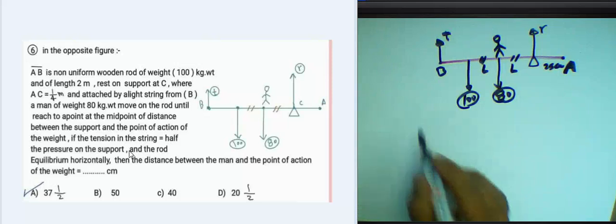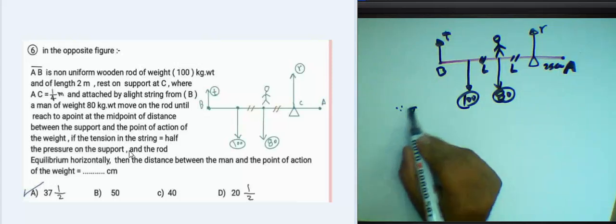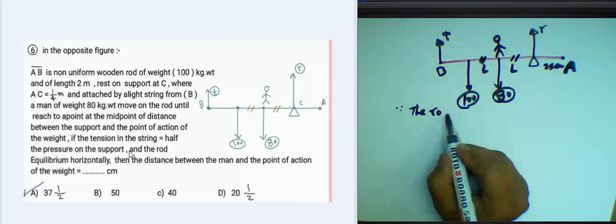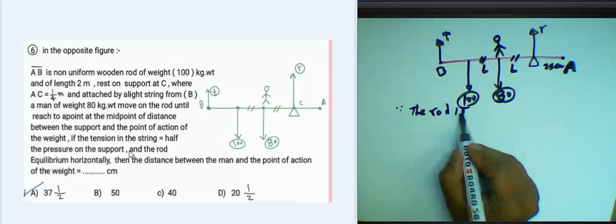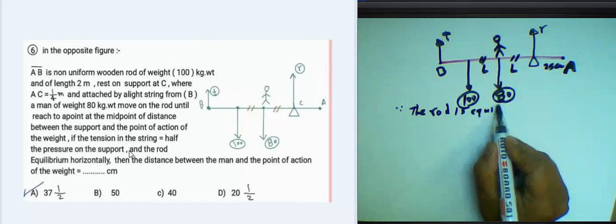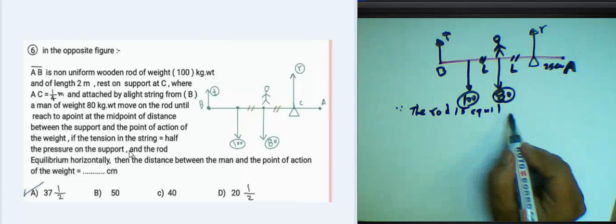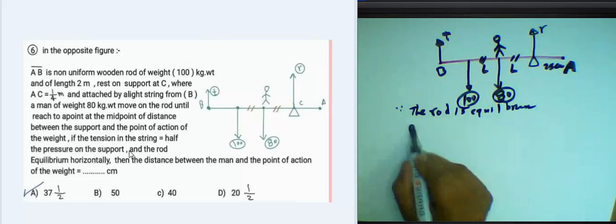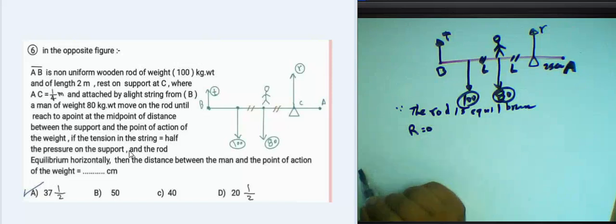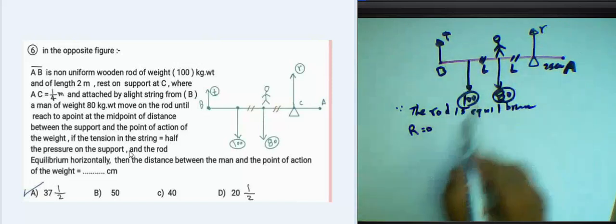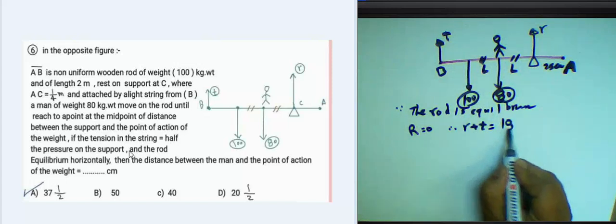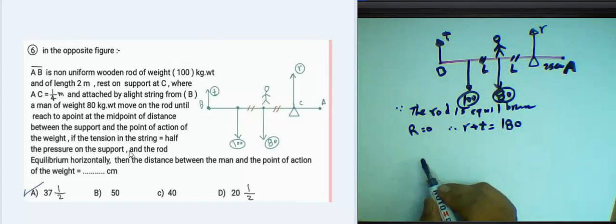The rod is a square bar, such that we know the rod is in equilibrium. What is the meaning of equilibrium? It means the net force will be equal to zero. Then R plus T equals 80 plus 100, equals 180. Okay.